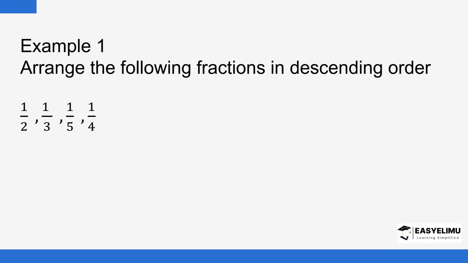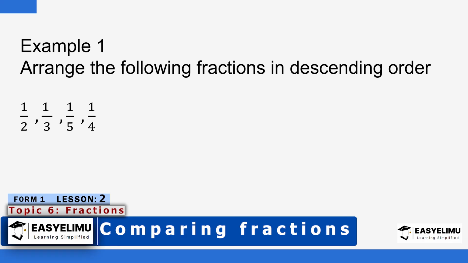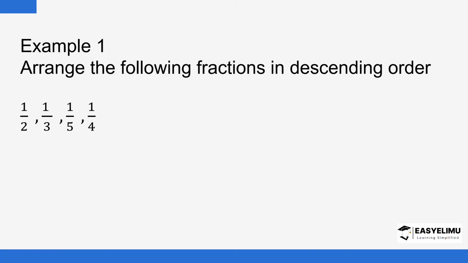So we have our first example here, where we are supposed to arrange the following fractions in descending order. This descending order is a term that we're going to use a lot of times. It simply means starting from the largest to the smallest. For example, if you have 2, 4, 9, and you are supposed to arrange them in descending order, you start from 9, you go to 4, and then 2 in that order. So this is what you're calling descending order, from the largest to the smallest.